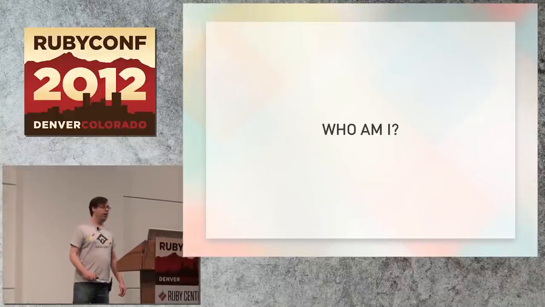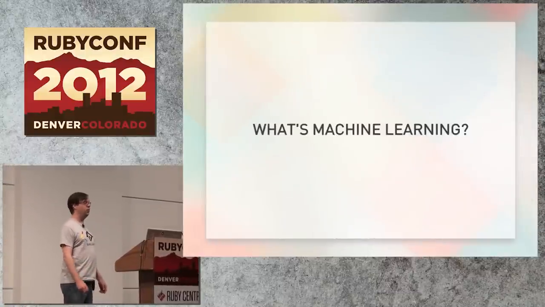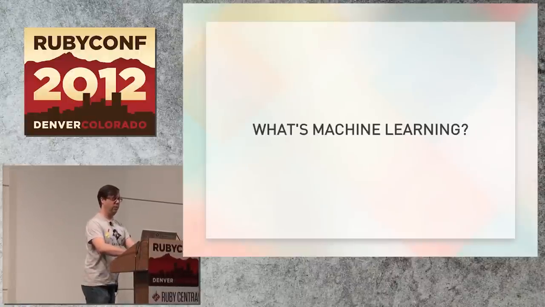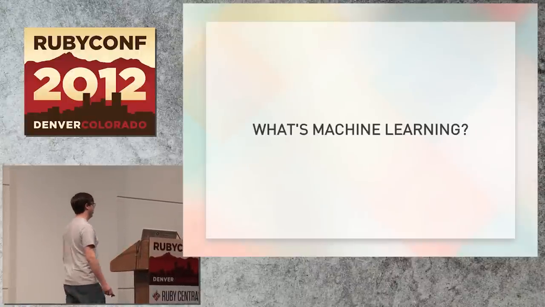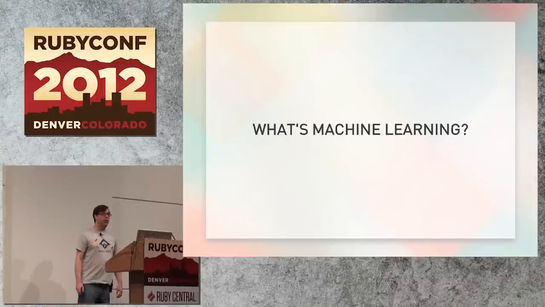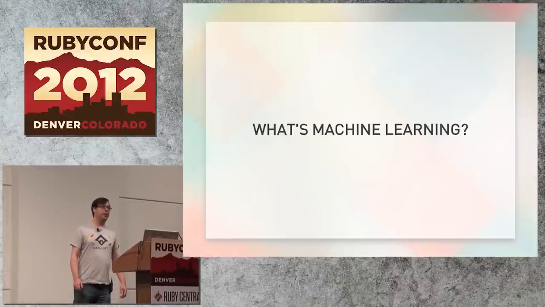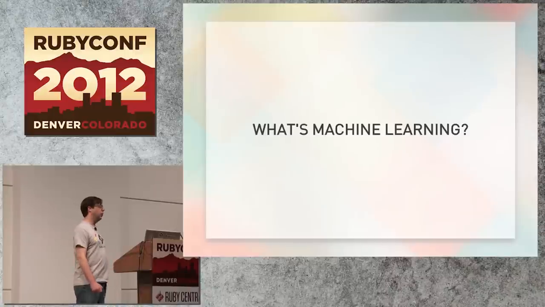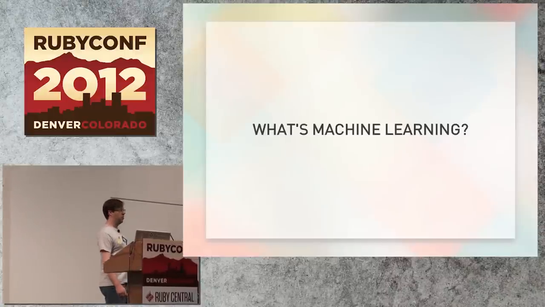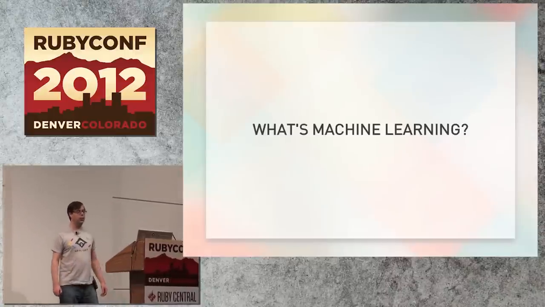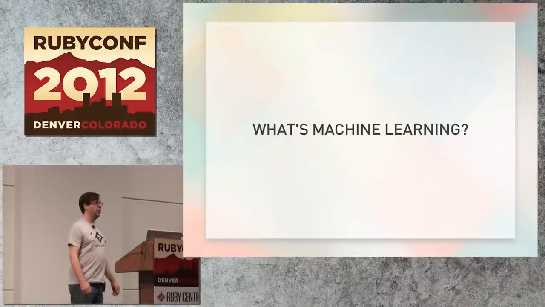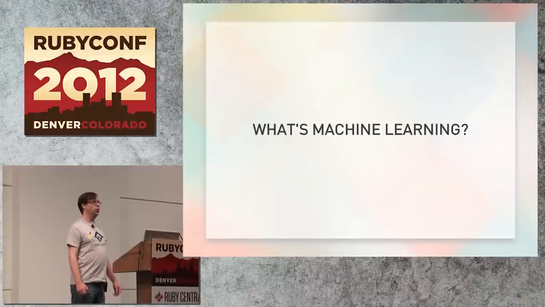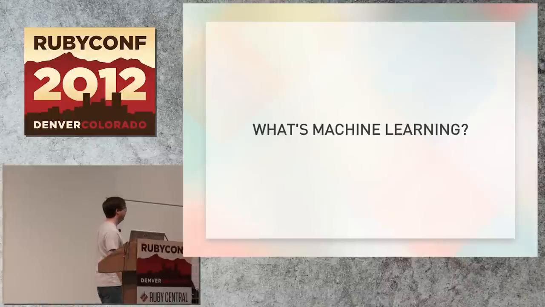But what I'm going to be talking about today is machine learning. Machine learning is a very broad topic, and briefly, the way it's defined, at least on Wikipedia, is a branch of artificial intelligence that has to do with using a set of examples or a set of data and trying to learn what the rules are and predict outcomes based on it.